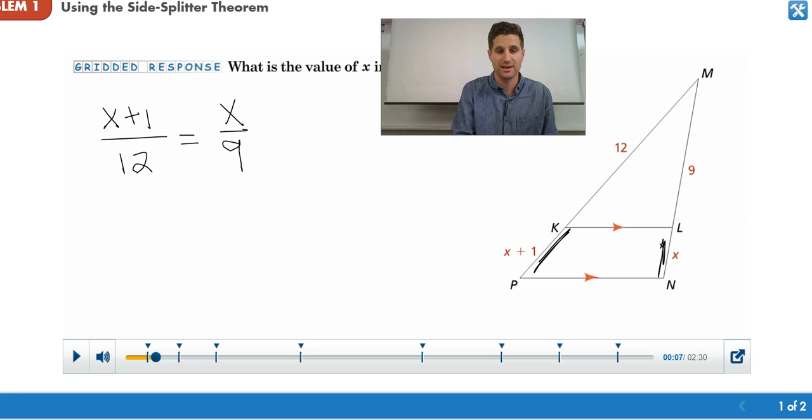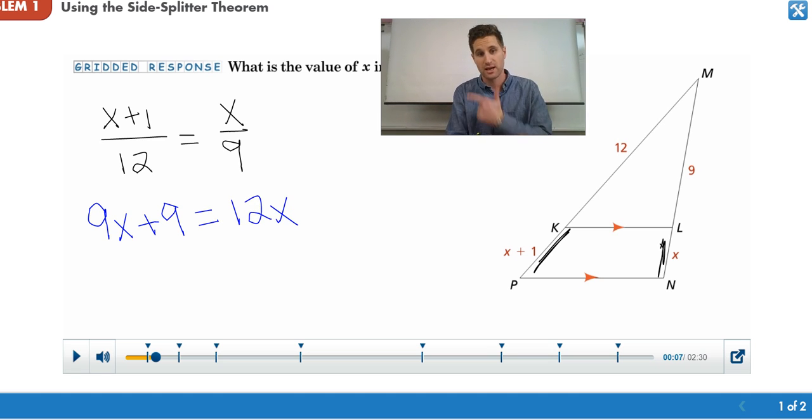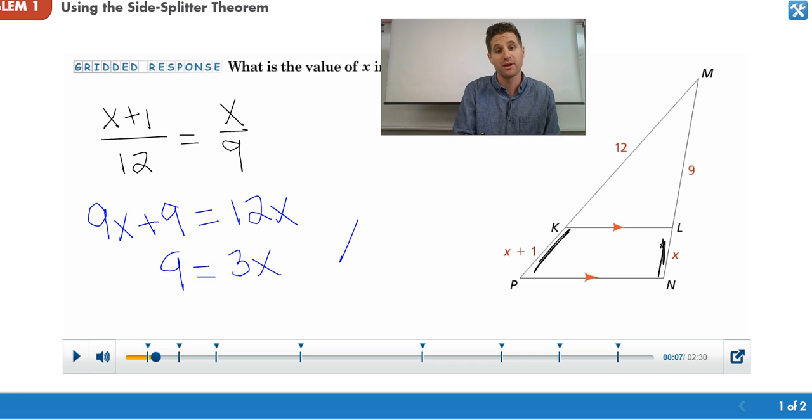Cross multiply, 9 has to distribute, so it's going to become 9x plus 9 equals, this will be 12x. I'm going to subtract the 9x over, and that'll be 9 equals 3x, divide by 3, and x equals 3.